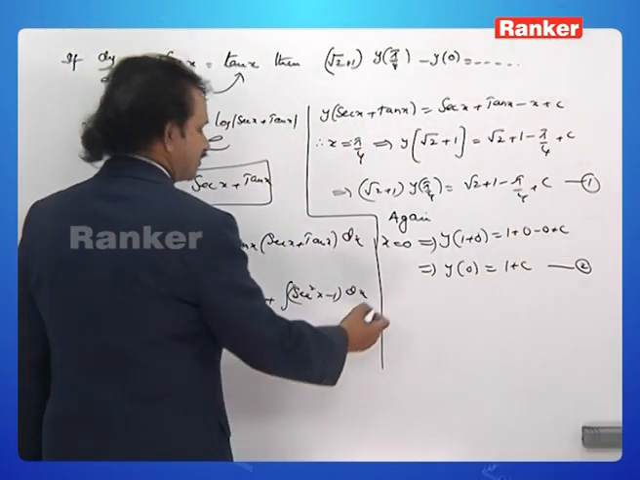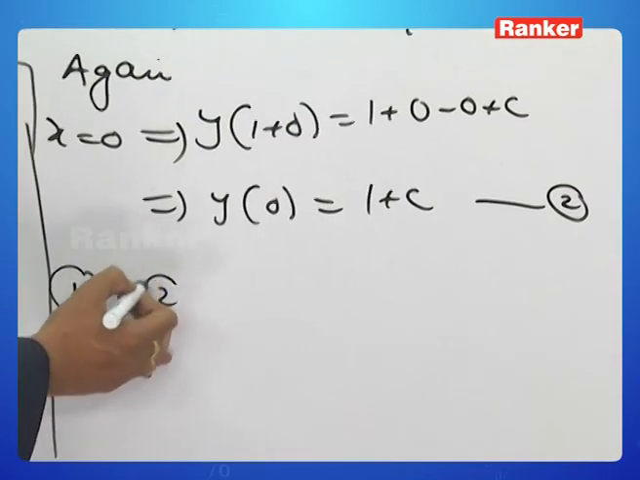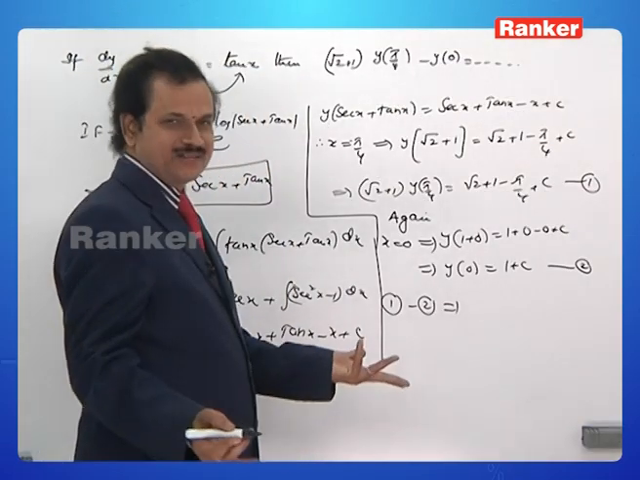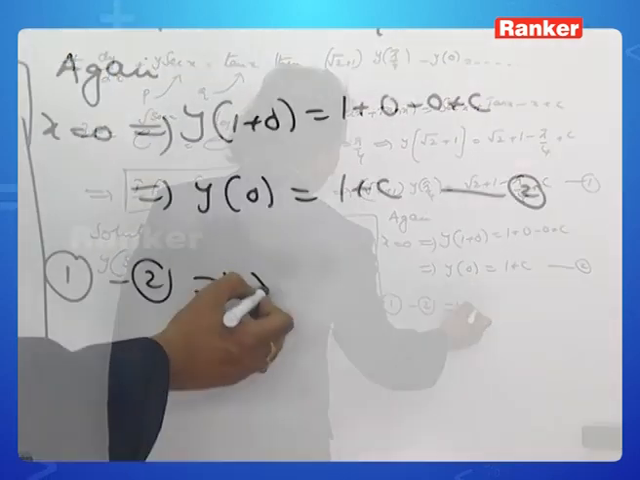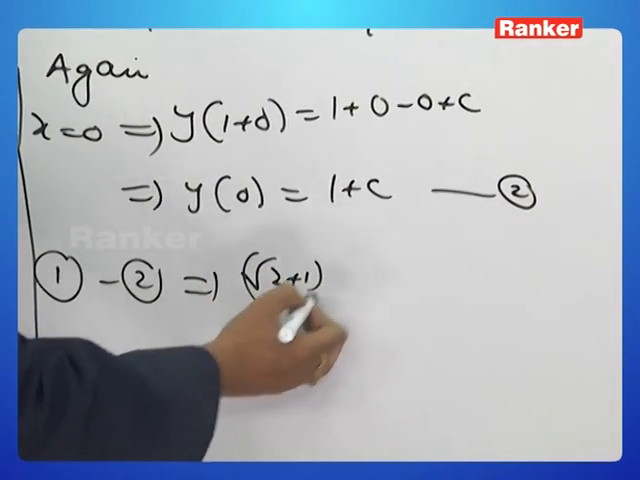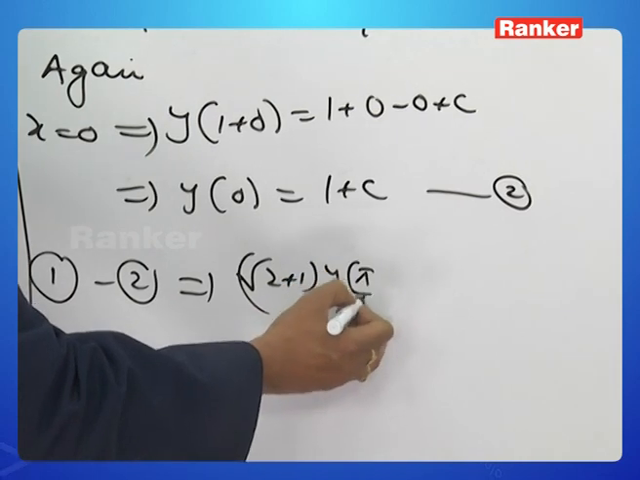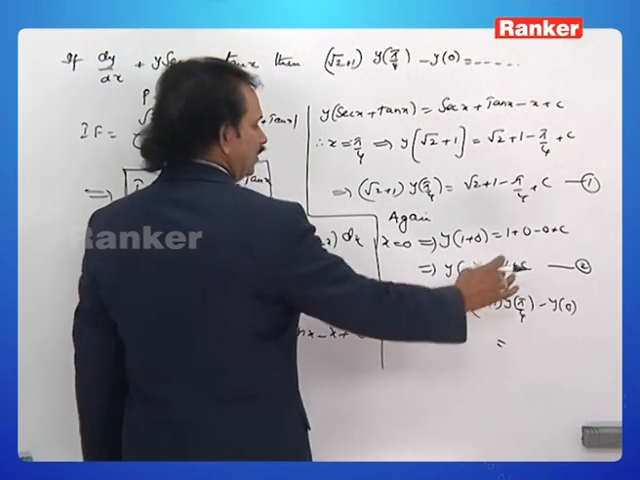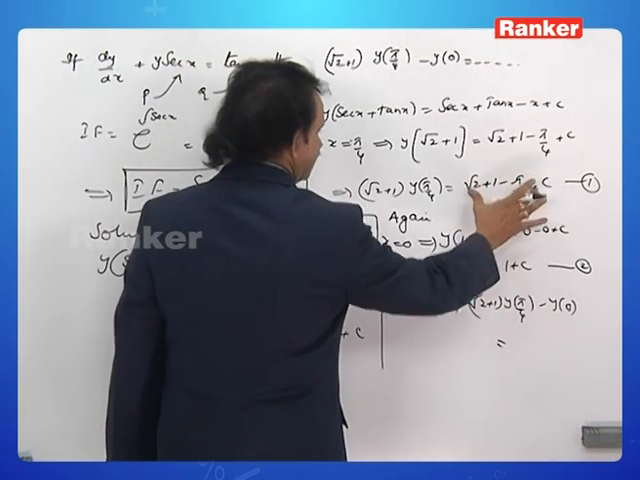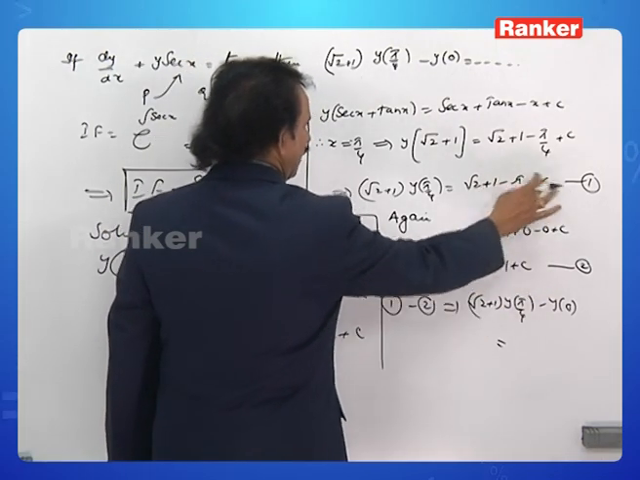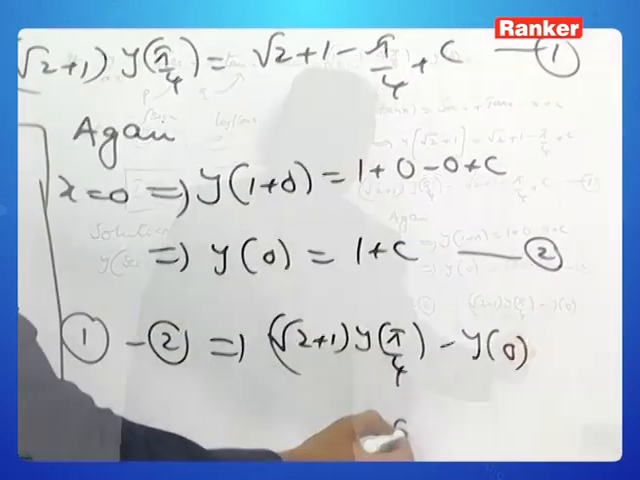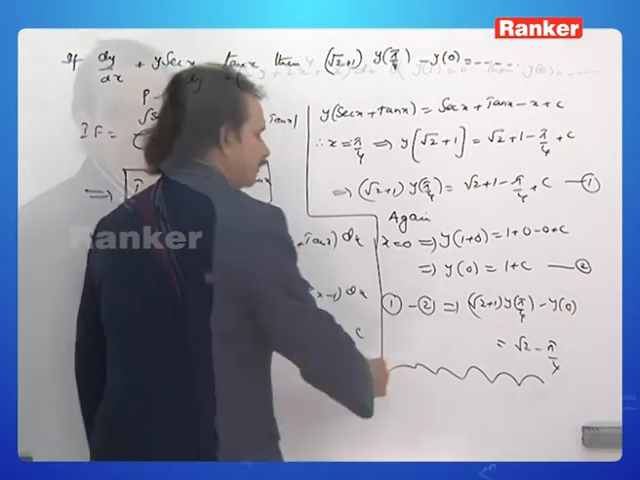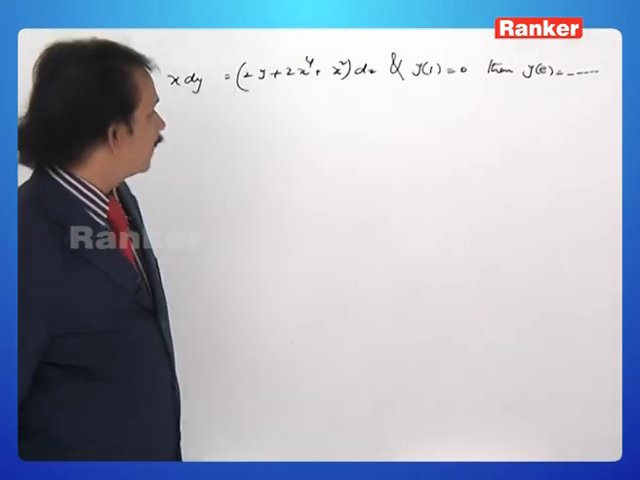Now, you subtract the first equation minus the second equation, what happens? Come on. That is just nothing but the requirement. Root 2 plus 1 into y at pi by 4 minus y at 0 is equal to, you subtract this from this, 1 plus c will go away, leaving you root 2 minus pi by 4 is the answer. That is the next question for us.